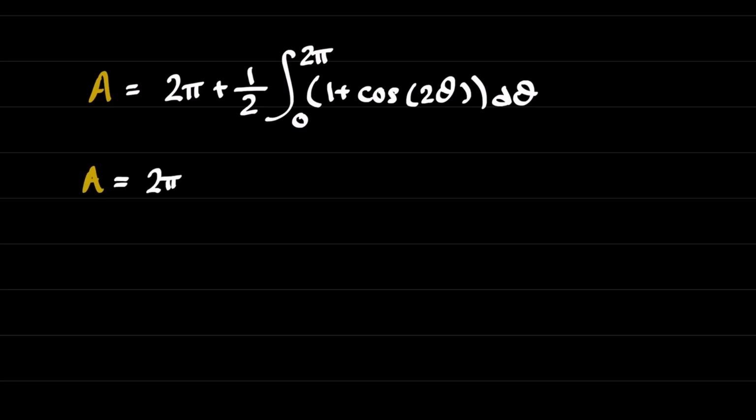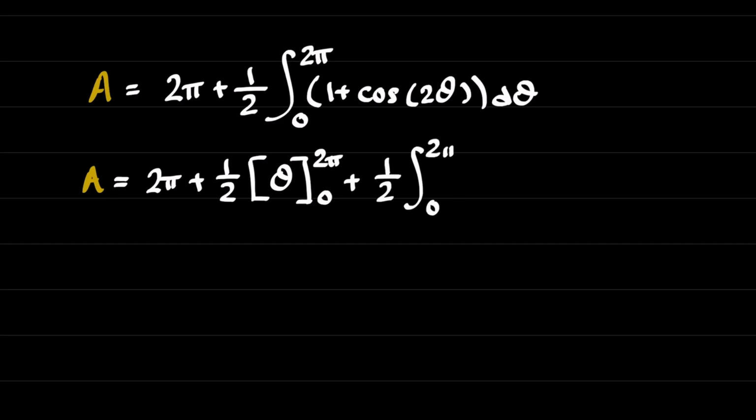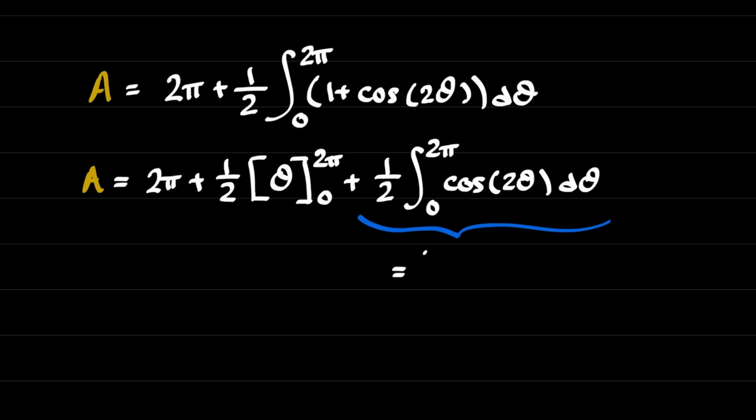This is our new integral. So A is going to be equal to 2 pi plus 1/2 of the integral of 1 plus cosine of 2 theta. Now the integral of 1 is simply theta, evaluated across our bounds from 0 to 2 pi. And then we have plus 1/2 of the remaining integral, which is just the integral from 0 to 2 pi of cosine of 2 theta d theta. Using inverse chain rule, this is simply equal to 1/2 of, and then cosine of 2 theta integrates to 1/2 of sine of 2 theta.